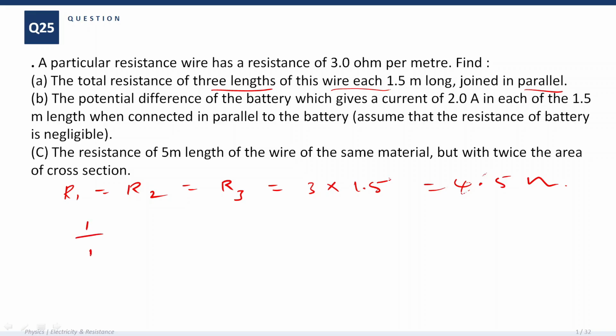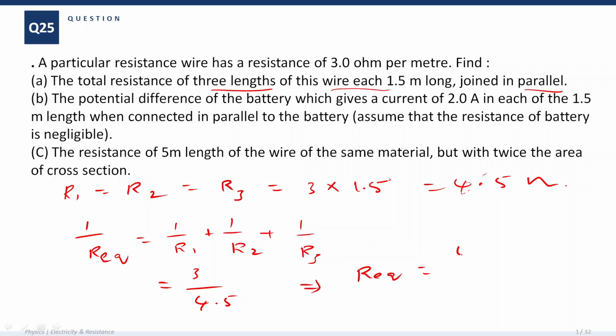1 by R equivalent equal to 1 by R1 plus 1 by R2 plus 1 by R3. That is the same resistance. Now directly I will write 3 by 4.5. That implies R equivalent equal to 4.5 by 3. Then you will get 1.5 ohms. This is the total resistance.